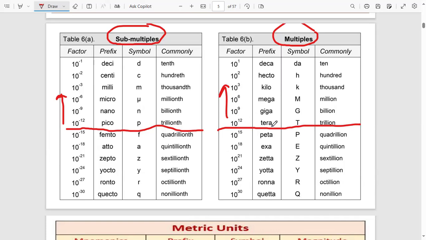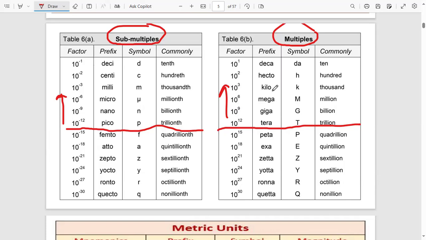You have to know that when they say tera, it means 10 to the power 12. Giga means 10 to the power 9. Mega means 10 to the power 6. Kilo is 10 to the power 3. Hecto is 10 to the power 2. And deca is 10 to the power 1. You have to know these for you to be able to convert units without any difficulties.